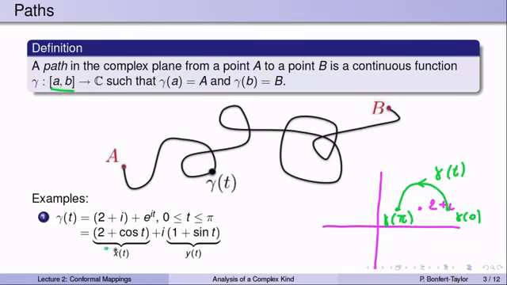We could break this function up into its real part, x of t, and its imaginary part, y of t, by breaking up e to the it as cosine t plus i sine t. So just like we did for a complex valued function of a complex variable, we can break up this complex valued function of a real variable into its real part and imaginary part. The only difference is that t is a real variable here, and not a complex variable. And that's why we get a path versus something two-dimensional as the image.